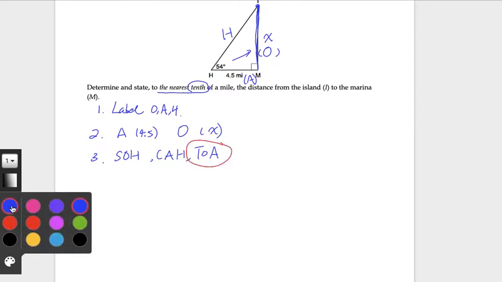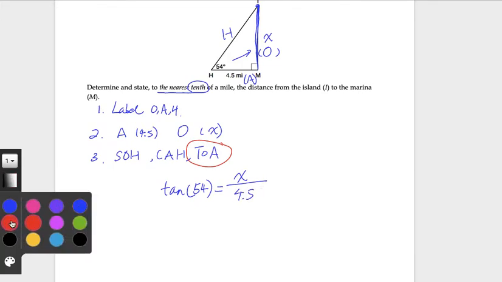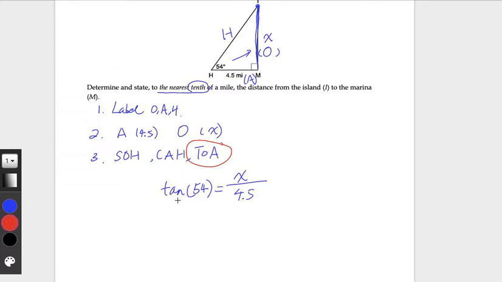Now, equation time. So equation one, we are going to say, since T stands for tangent, then follow up is the angle, which is 54 degrees. And the definition for tangent is always opposite, which is X, over adjacent, which is 4.5. Now let's solve. I have a fraction on one side and no fraction on the other side, so it's easy to put it down as over 1 because this is exactly equivalent.